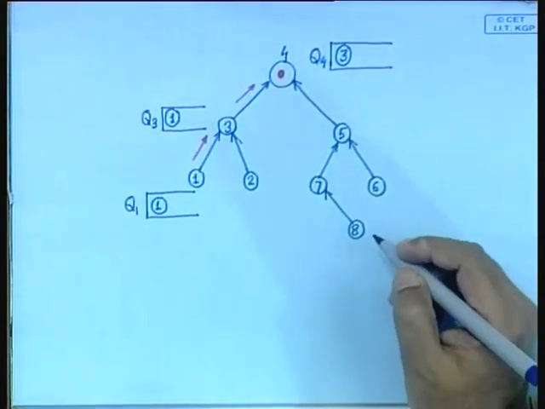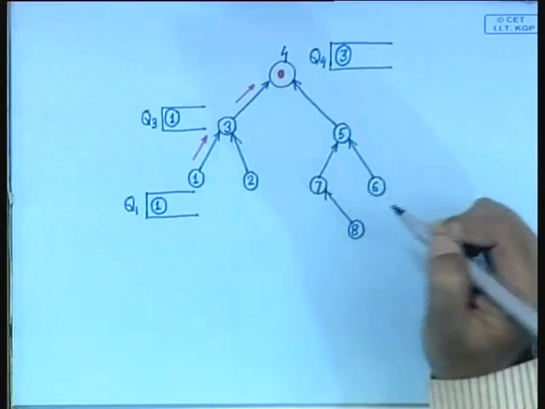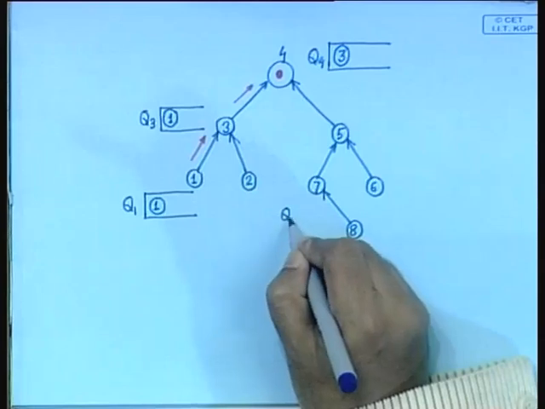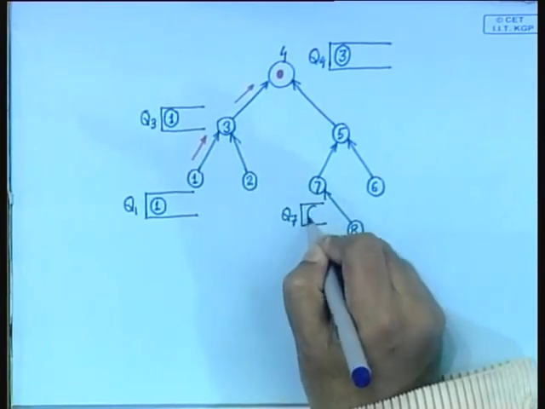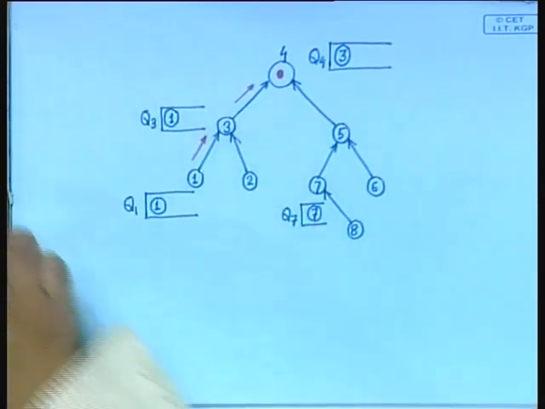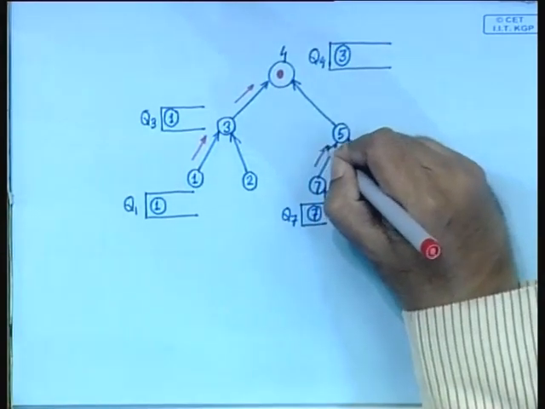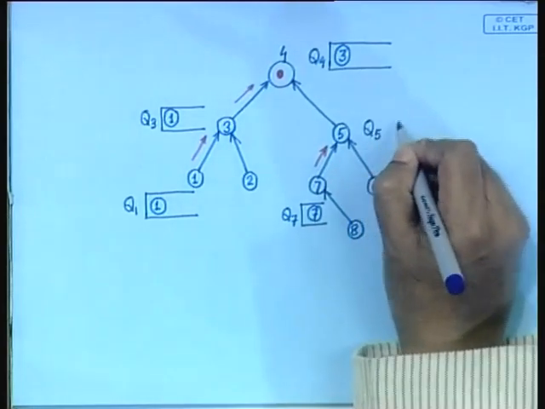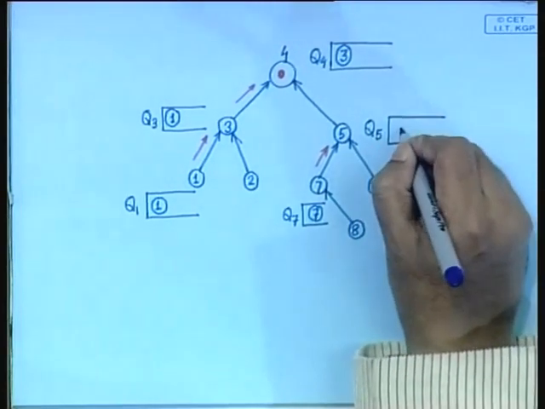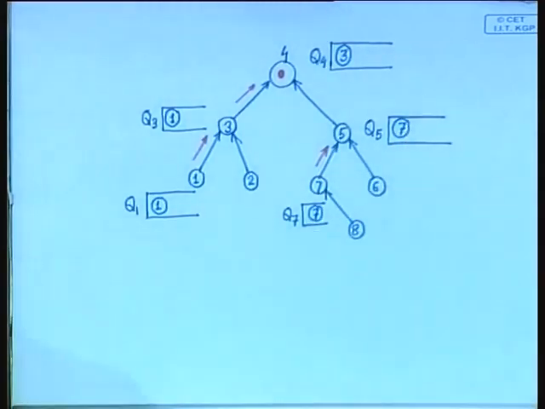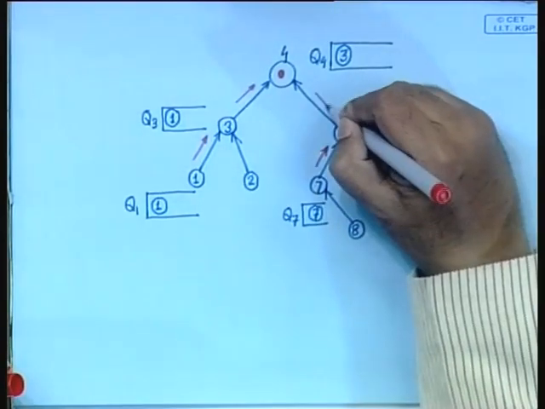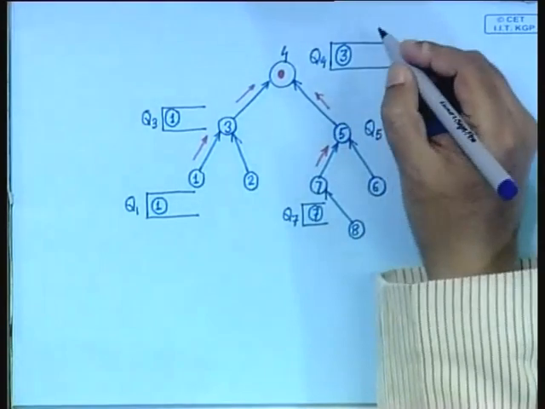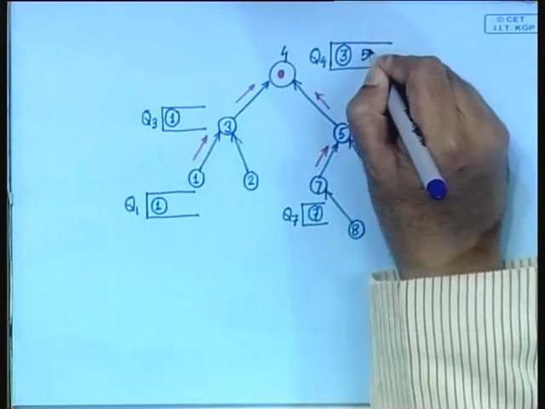Now, let us say that at this point of time 7 makes a request. So, what will we have? In Q7, we will have 7, and 7's request will go to 5. Now, what will 5 do? It will put in Q5 the request from 7 and it will forward this request, and this one will note that 5 has requested.